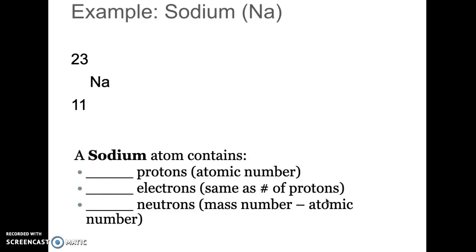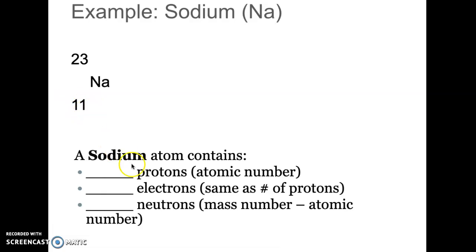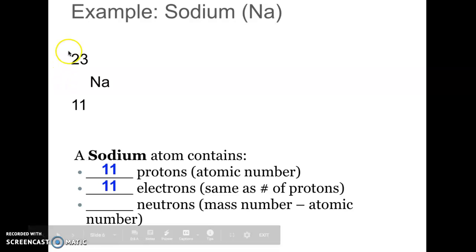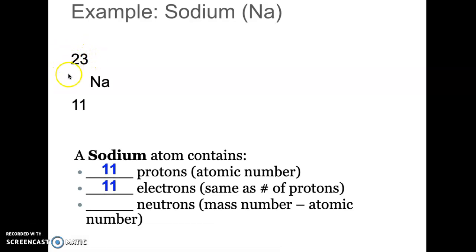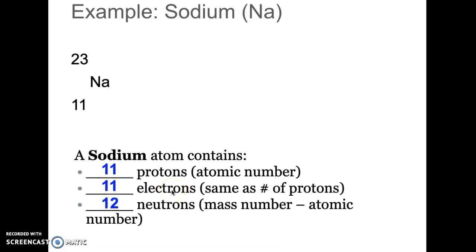We have sodium here, and here is our atomic representation of it. Its symbol is Na. Down here, remember, is the atomic number, and that tells us the number of protons and electrons. The number of neutrons we get by subtracting the atomic number from the mass number. So 23 minus 11 gets us 12. That's how many of each. Now we're going to use this information to make our Bohr-Rutherford diagram.